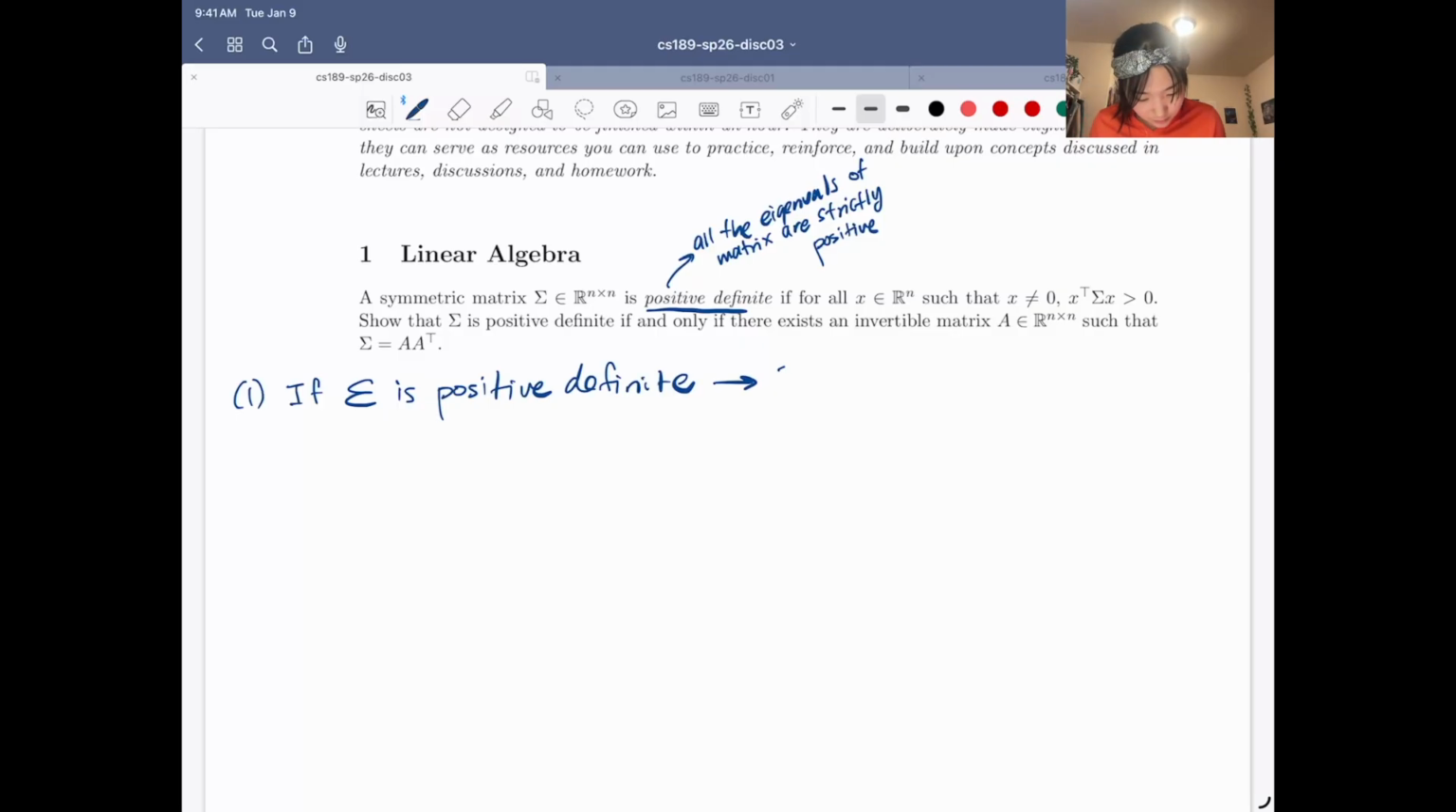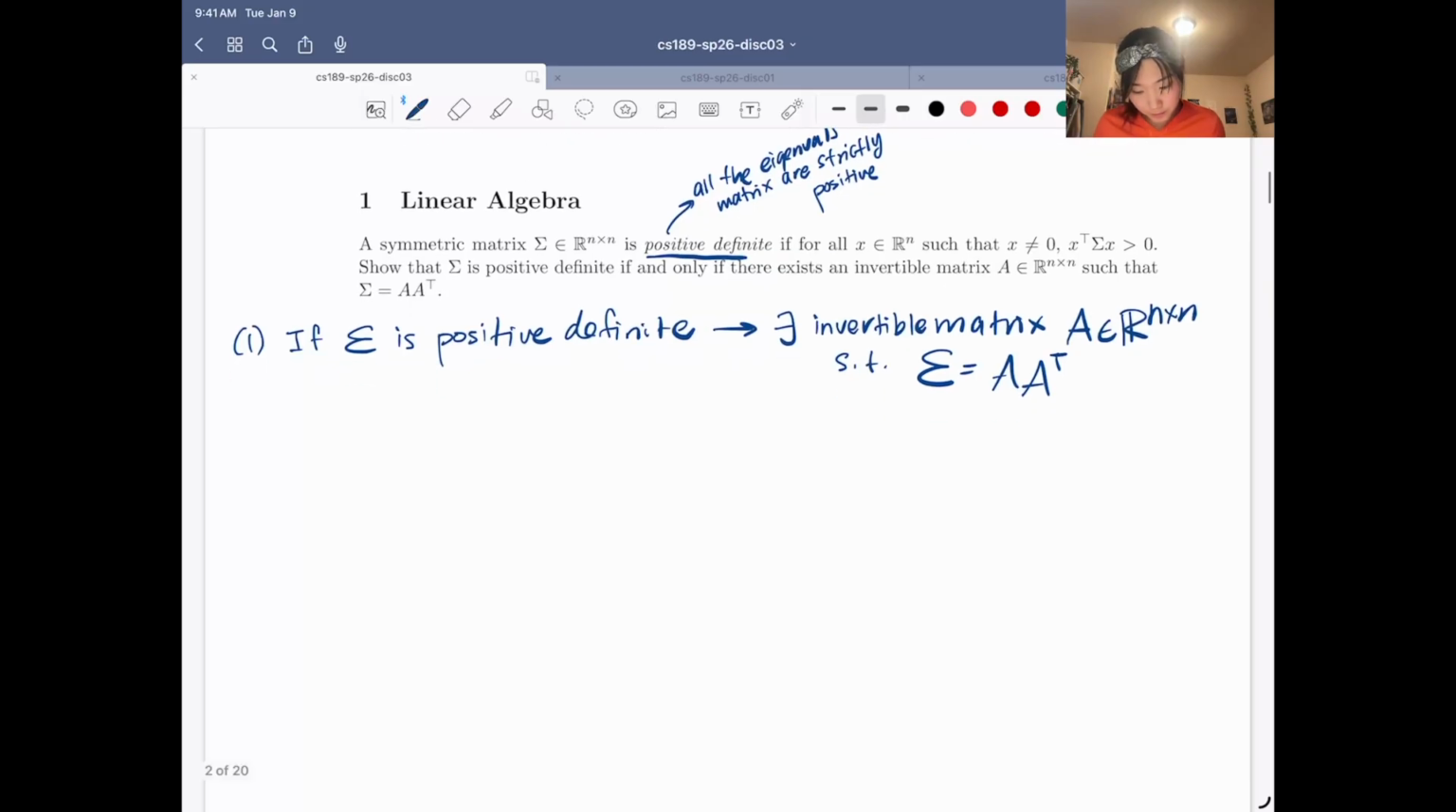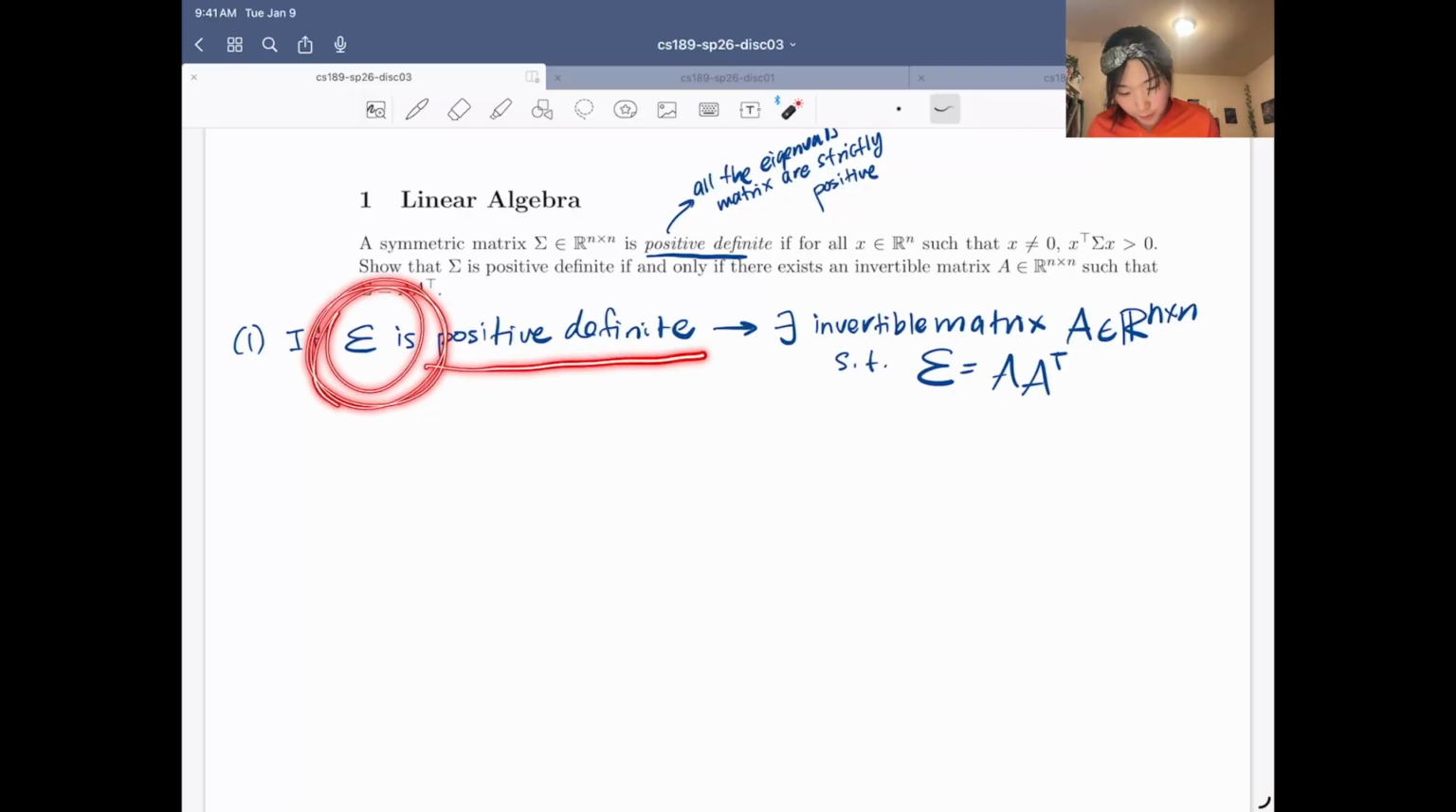that there exists an invertible matrix A such that sigma is equal to A times A transpose. We know that this sigma is positive definite, which basically means that all the eigenvalues of this matrix are strictly positive. And we also know that this matrix is a symmetric matrix.